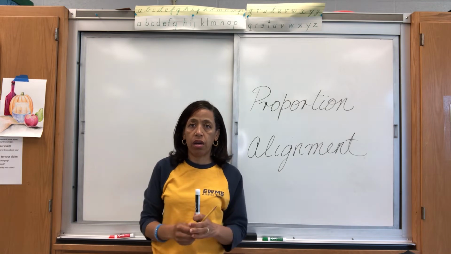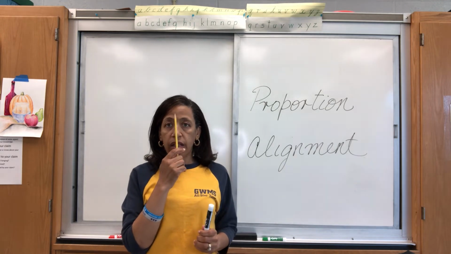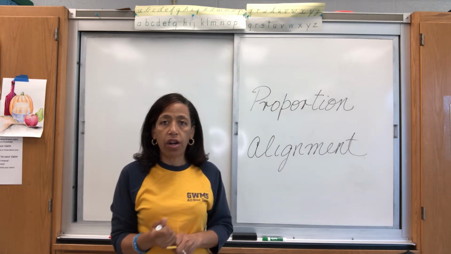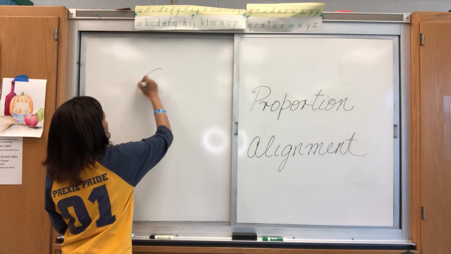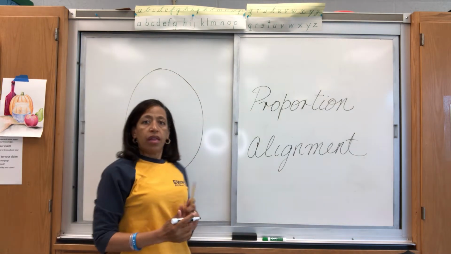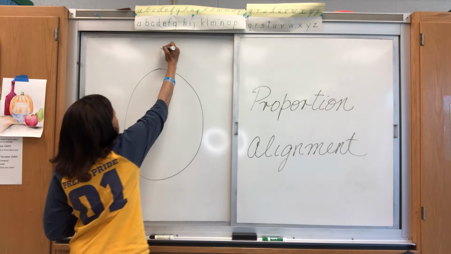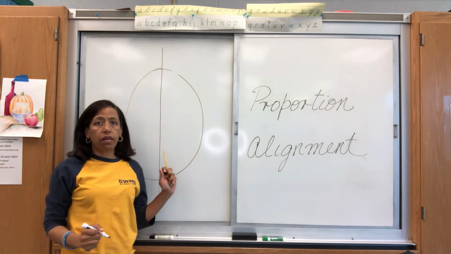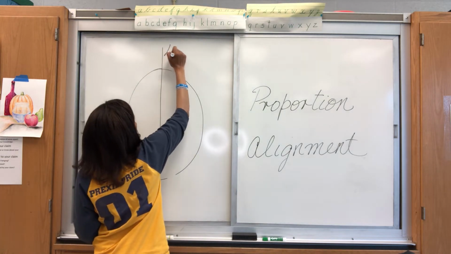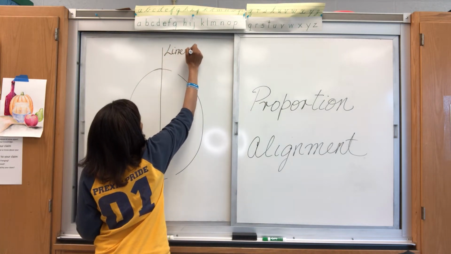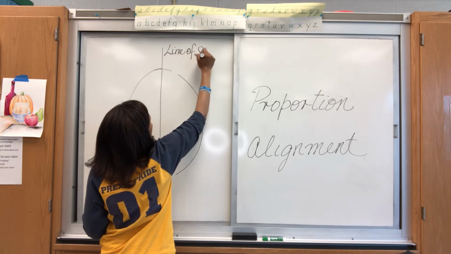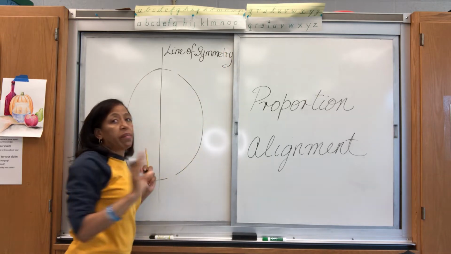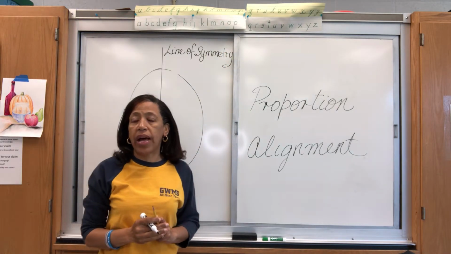You measure and align things with the line of symmetry and the eye line. So we're going to start off with a big oval. Then we're going to measure halfway through that oval. Halfway. This is called the line of symmetry. Symmetry means the same or similar on both sides.